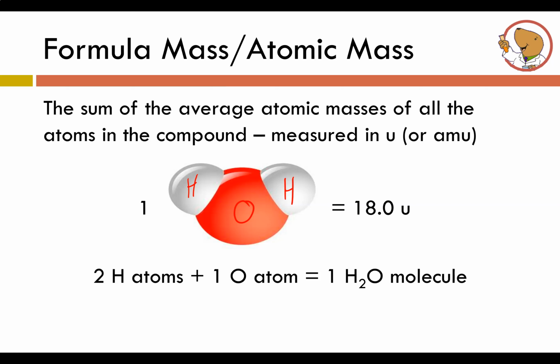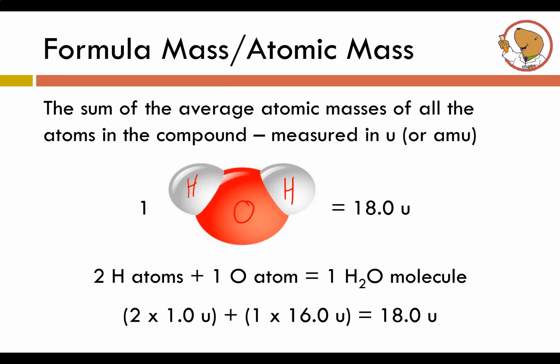In order to get the average atomic masses of hydrogen and oxygen, all I need to do is look up those elements on the periodic table. Hydrogen has a mass of 1 AMU, and oxygen has a mass of 16 AMUs. So I've got two hydrogen atoms, so 2 times 1 plus 1 times 16 gives me 18 U. So that is the mass of one water molecule.